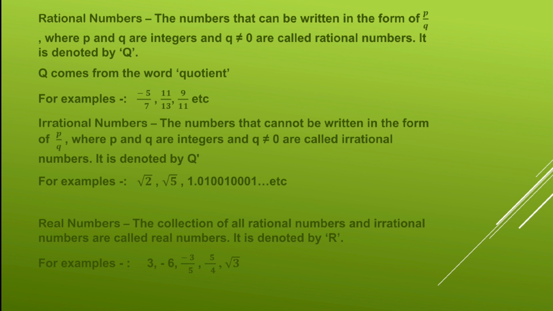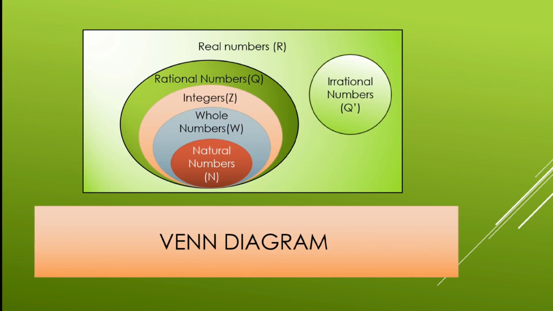Now, real numbers. You can say that the collection of all the rational numbers and the irrational numbers is called real numbers, which is represented by the alphabet R. A rational number you can represent by Q, an irrational number by Q dash, and a real number by the alphabet R. In this slide, you can see that real numbers include all the rational numbers and irrational numbers. Rational numbers include all the integers. Integers include all the whole numbers, and whole numbers include all the natural numbers.